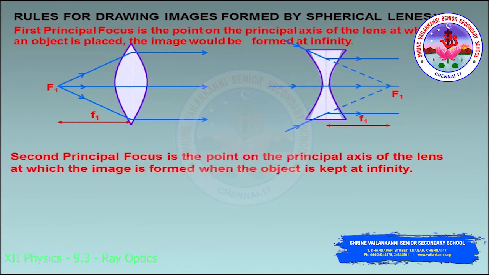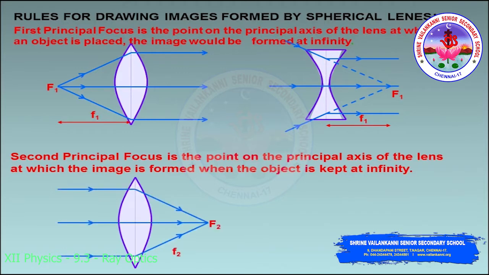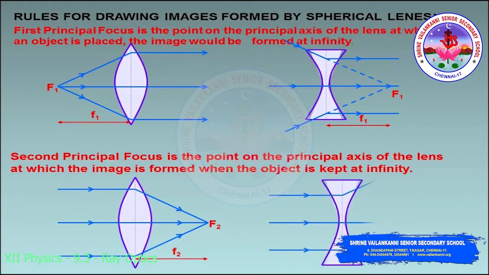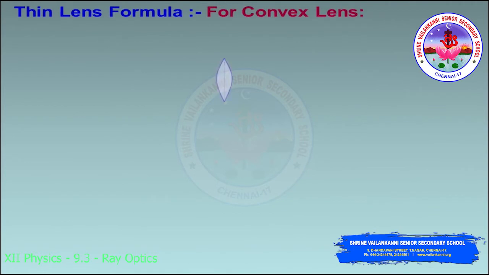The second one is the second principal focus, which is the point on the principal axis of the lens at which the image is formed when the object is kept at infinity. Now we can move on to the derivation of the thin lens formula for a convex lens.